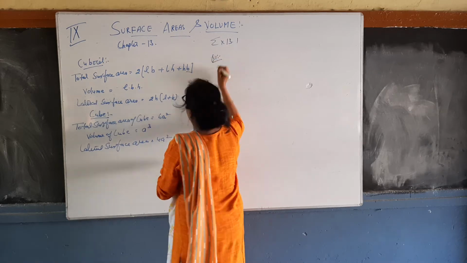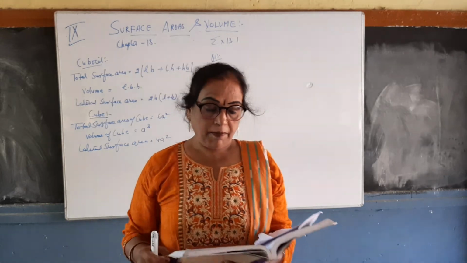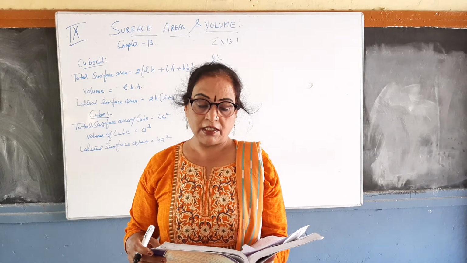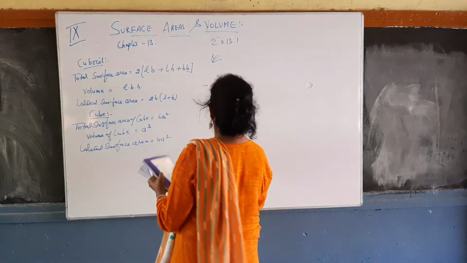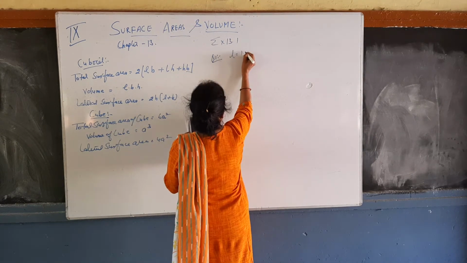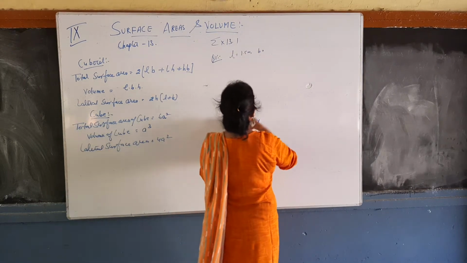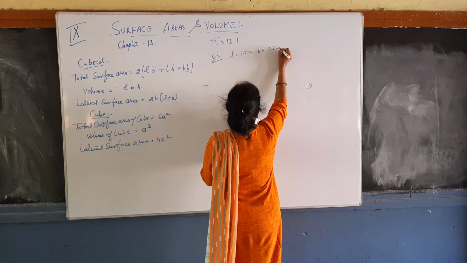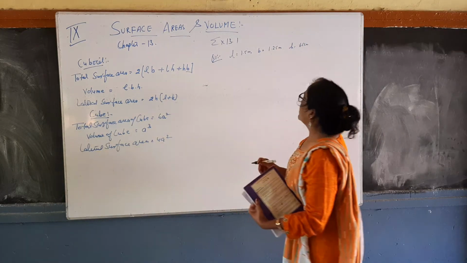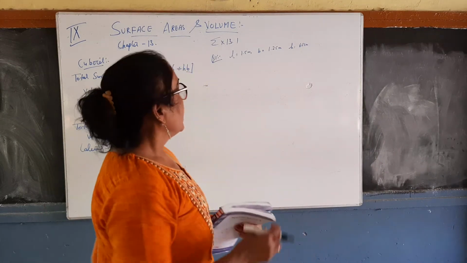Question number 1 is given. A plastic box is 1.5 meter long, 1.25 meter wide and 65 centimeter deep. So L is given 1.5 meters, breadth is given 1.25 meters, and height is given 65 centimeter. Now height is given in centimeters, all others are given in meters. So first we will change centimeters into meters.